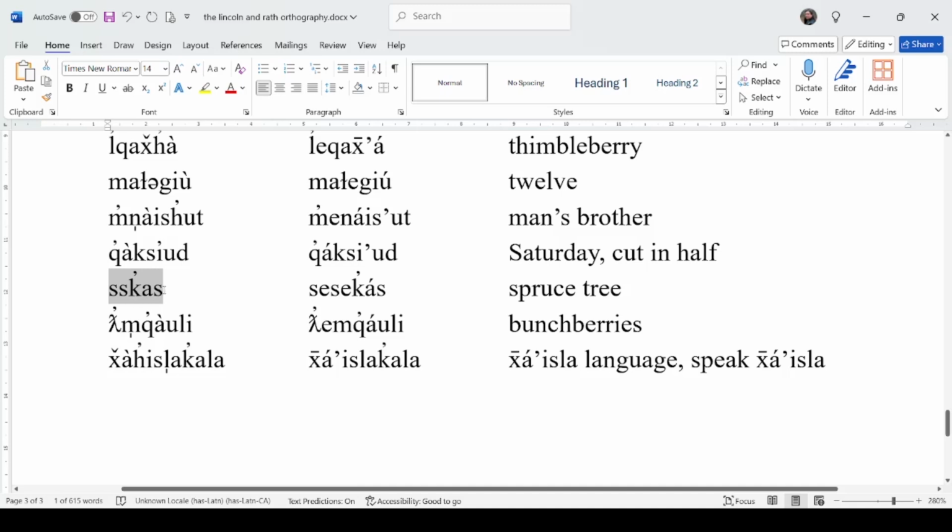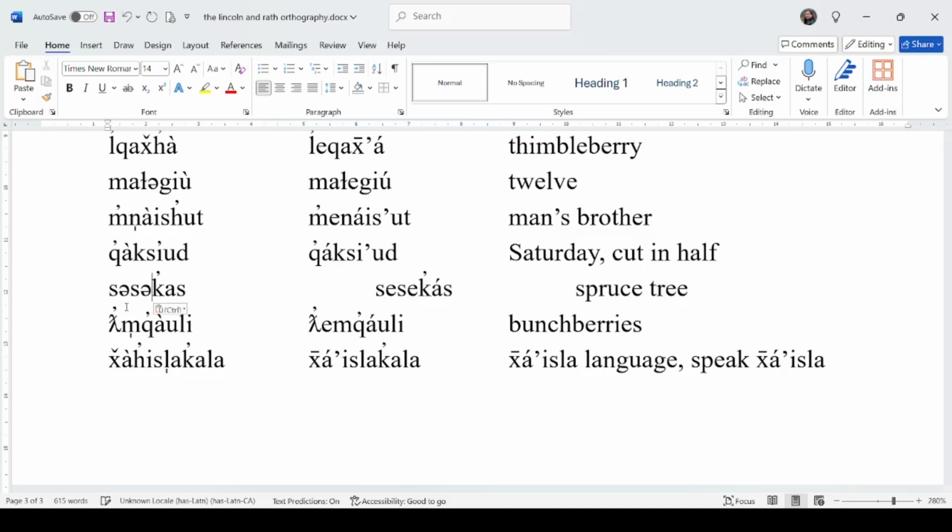Sisakias. So again, they don't use the apostrophe here, or the accented A. There's no accent mark on top of the A, because they're assuming that you know that it's supposed to be accented, because this would actually be, if we're being true to the Lincoln Rath orthography and the way that they used, they didn't use vowels, it would actually be like this.